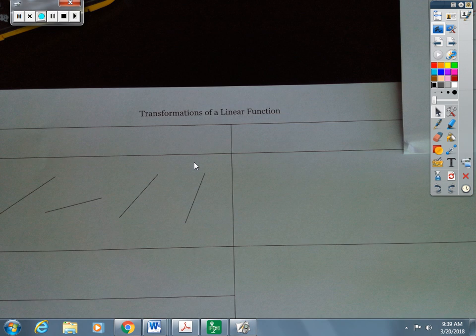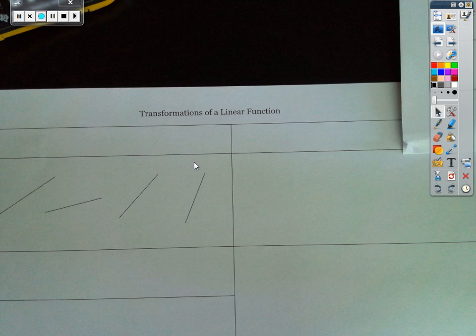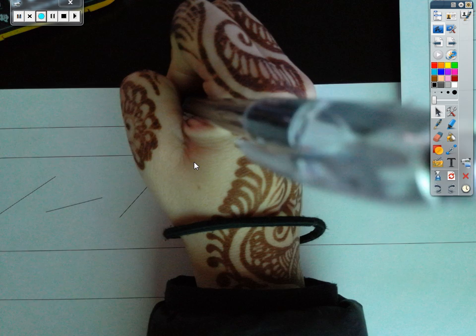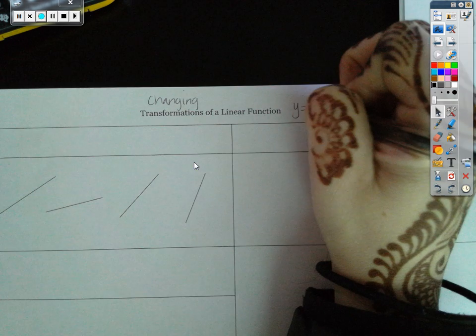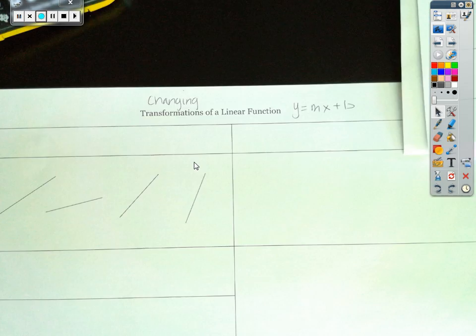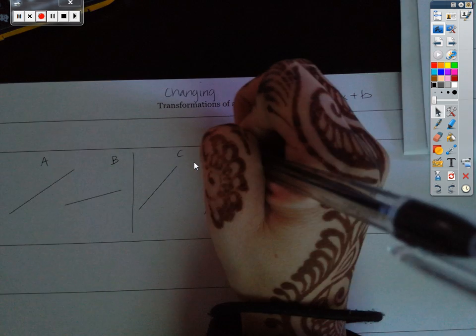Alright, so let's talk about transformations. That means changes. Okay, so what if we're changing? Now, what's going to change? This is the kind of equation we have, not the squared, we just have lines. Let's label this as A, this is B, this is C, and this is D.